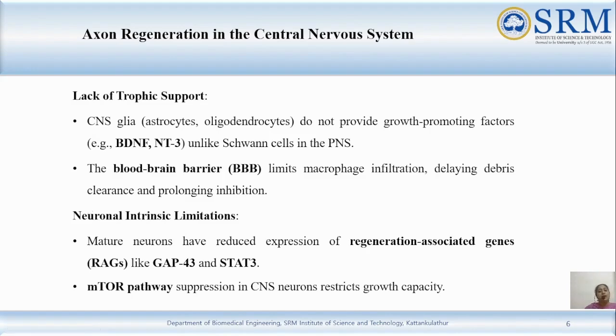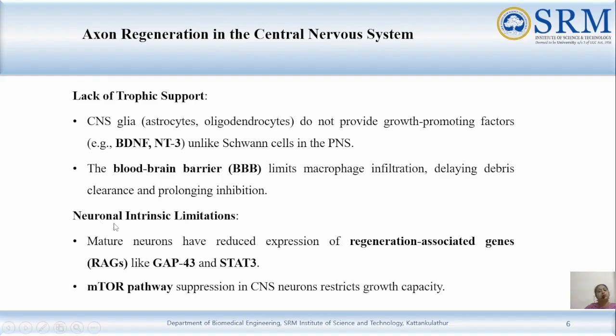Second, there is also a lack of trophic support. So the central nervous system glial cells such as the astrocytes and the oligodendrocytes do not provide growth promoting factors such as BDNF or neurotrophin 3, etc., unlike the Schwann cells in the peripheral nervous system. The next one is the blood brain barrier, BBB, which limits the macrophage infiltration, delaying debris clearance and prolonging the inhibition process. So the lack of trophic support hinders axonal regeneration in the CNS.